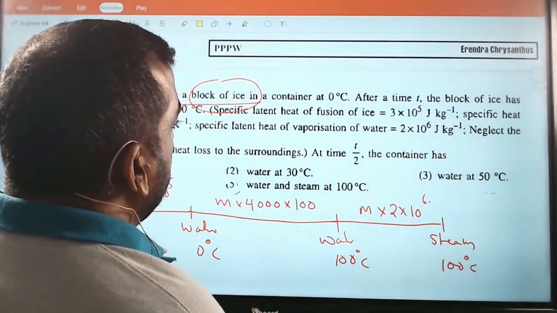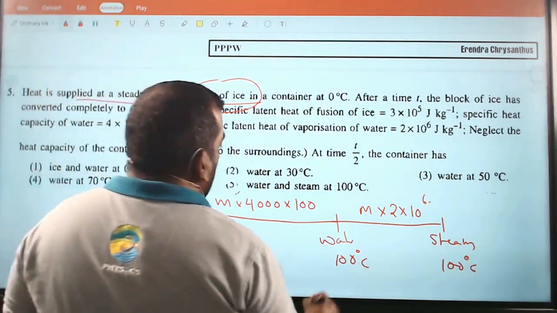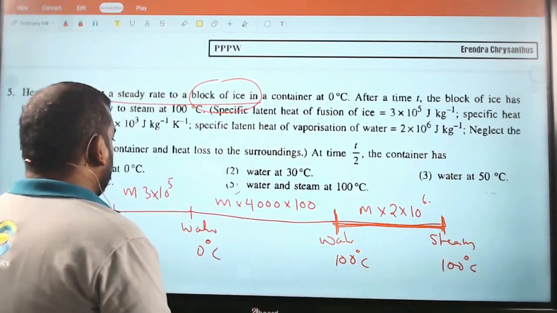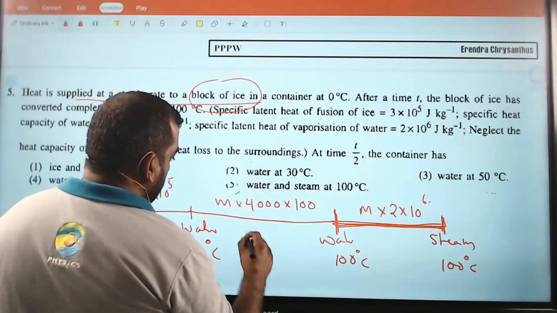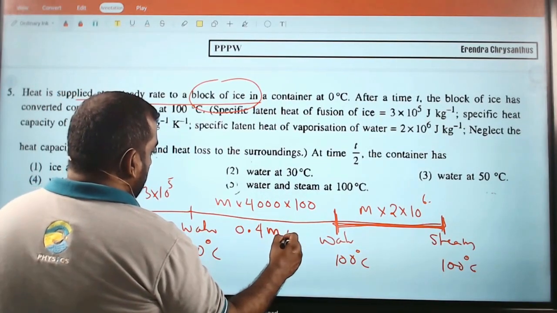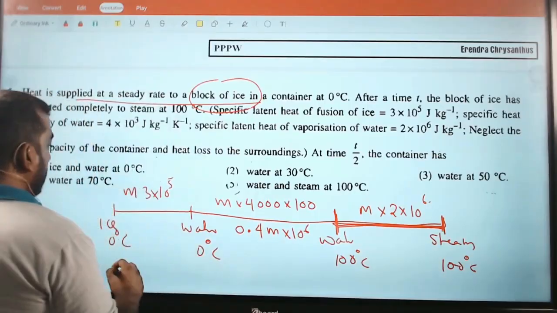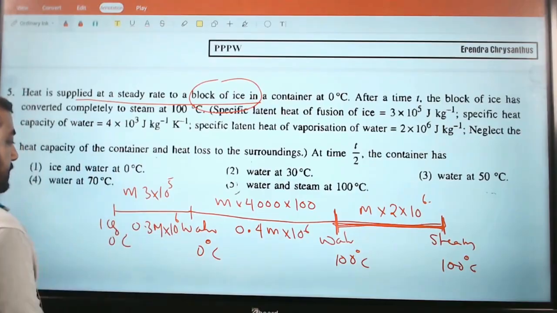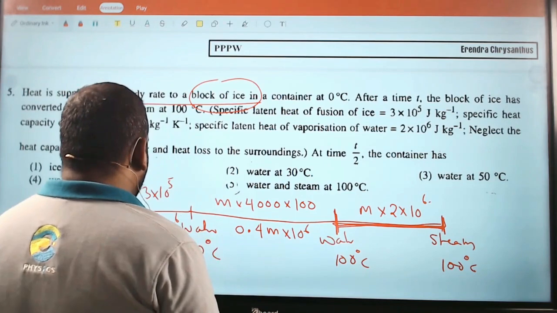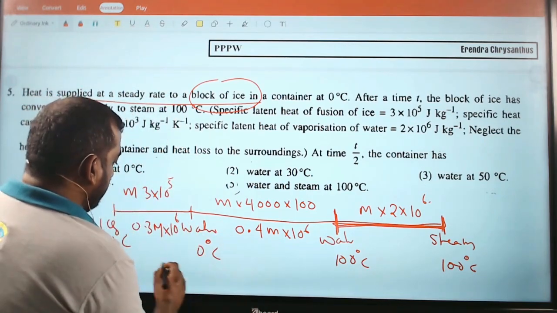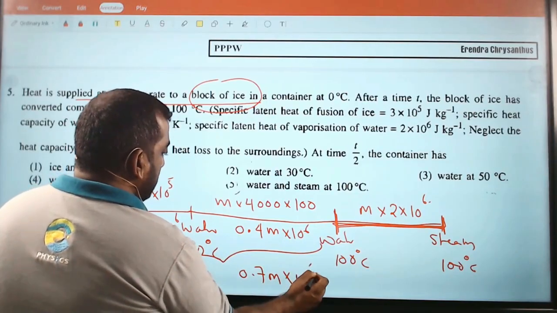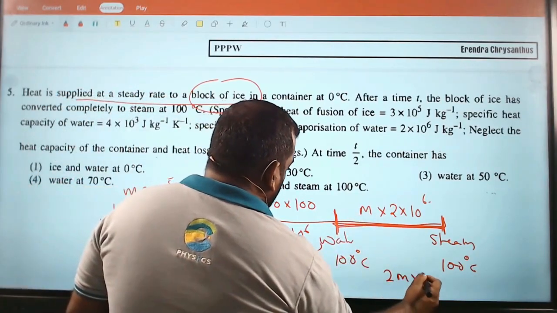What do you think? Where will it take a longer time to heat? Longer time to heat, because here it will take larger energy. Even if you solve this, 0.4 m × 10^6. This is 0.3 m × 10^6. Both of them put together, the amount of heat is 0.7 m × 10^6. Here 2 m × 10^6. Just think like that.